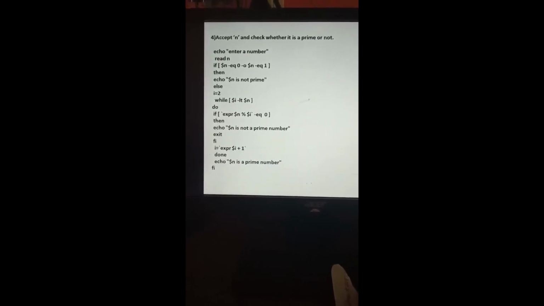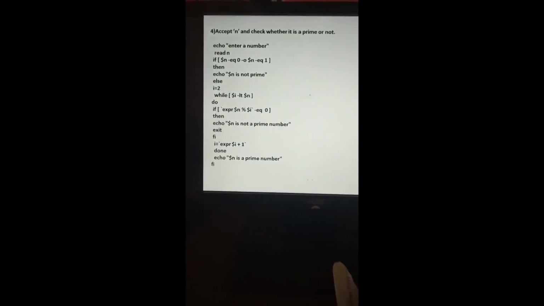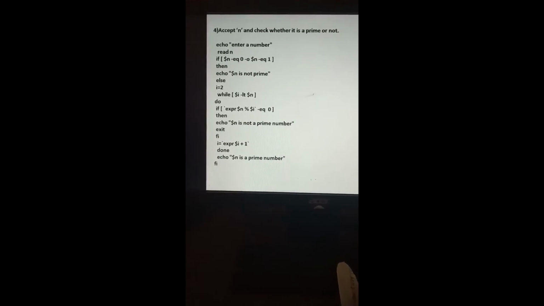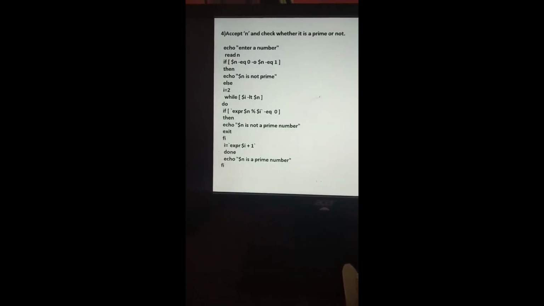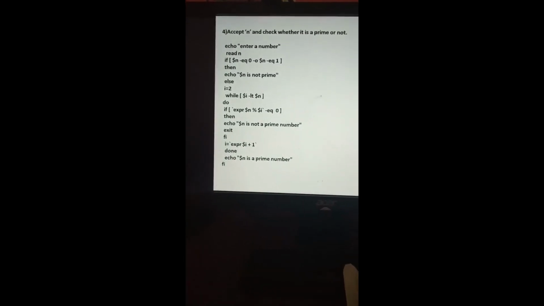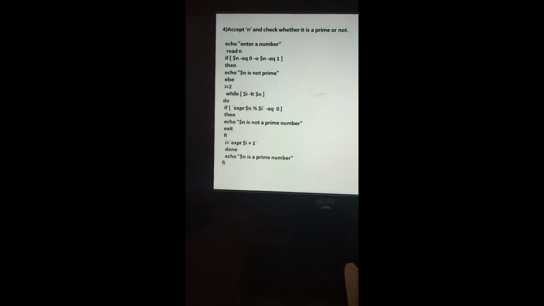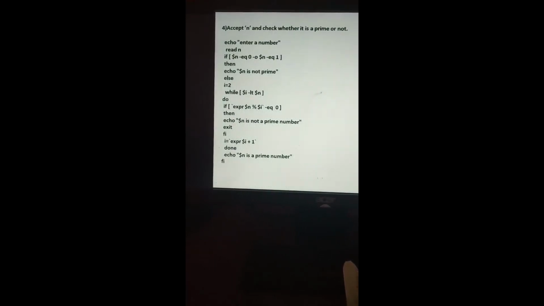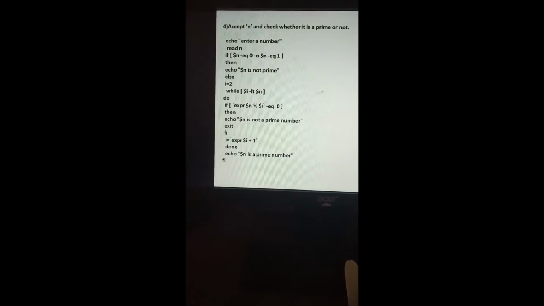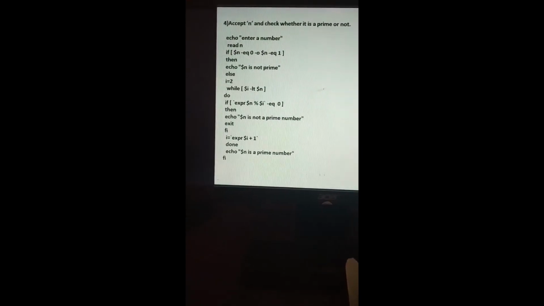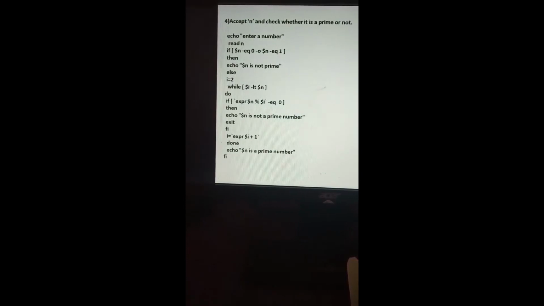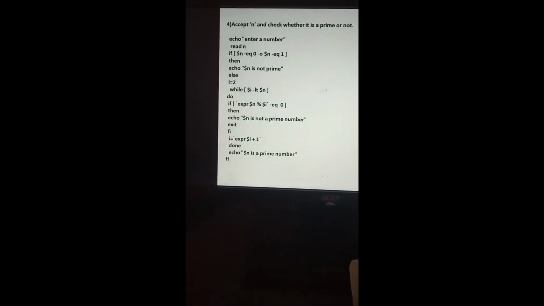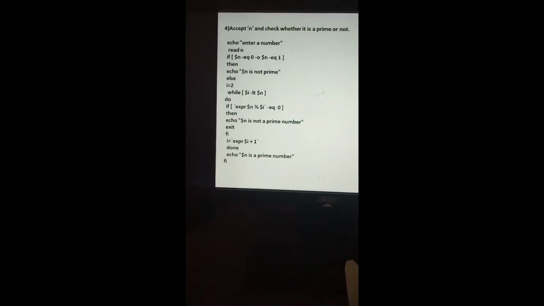Next we are checking the condition while i is less than n. So if $n modulus $i is equal to 0, that is n mod i is equal to 0, then $n is not a prime number. We are immediately exiting using the exit command, end of the if. Next i is equal to i plus 1, end of the while loop. Next displaying n is a prime number. Next end of the if condition.